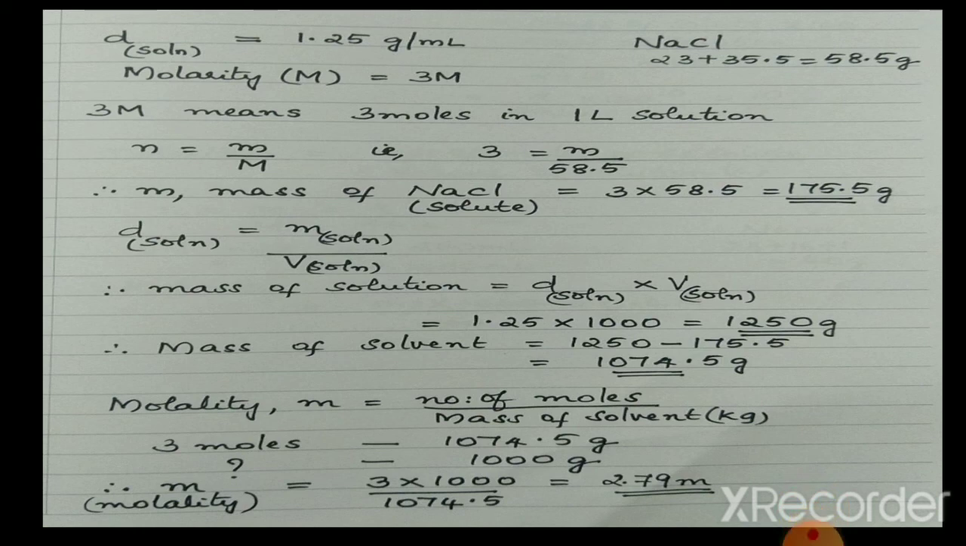Now to calculate the molality, we have to find the number of moles present in 1000 grams of the solvent. So just cross multiply, you will get the molality of the solution. So what is molality? Small m equal to 3 into 1000 divided by 1074.5. That will give you the molality as equal to 2.79 molal.